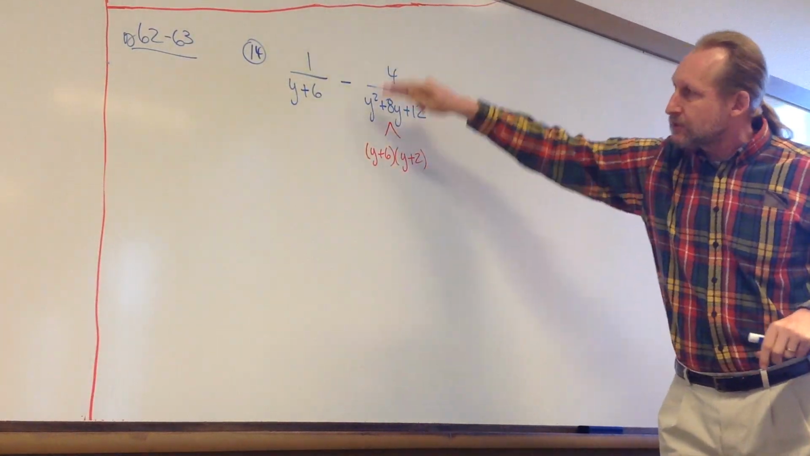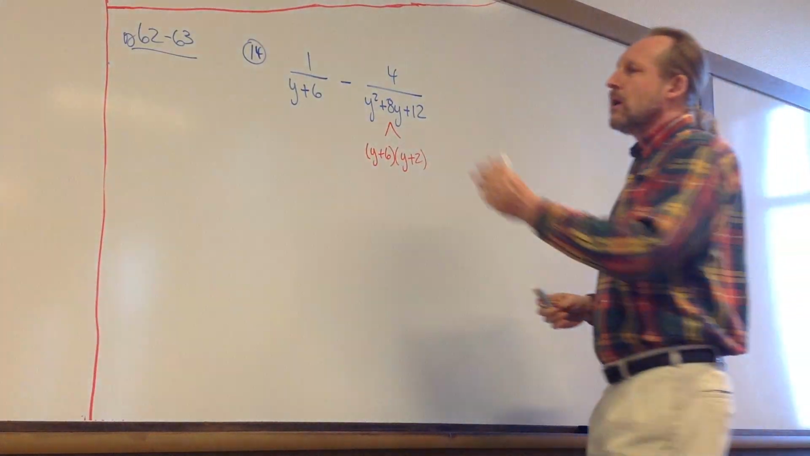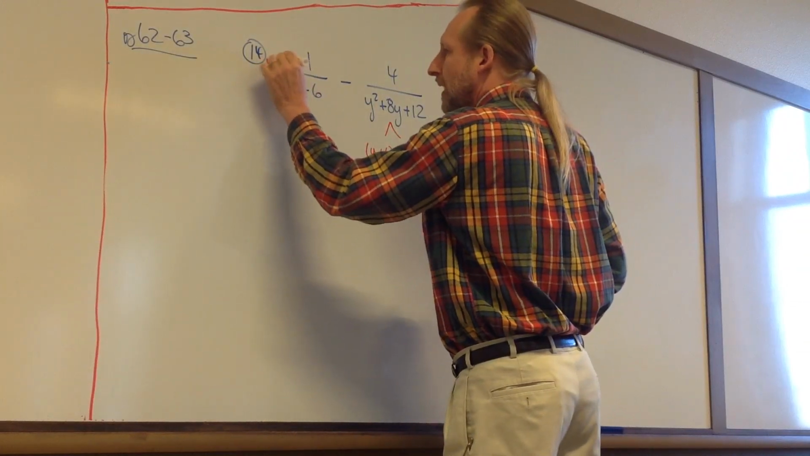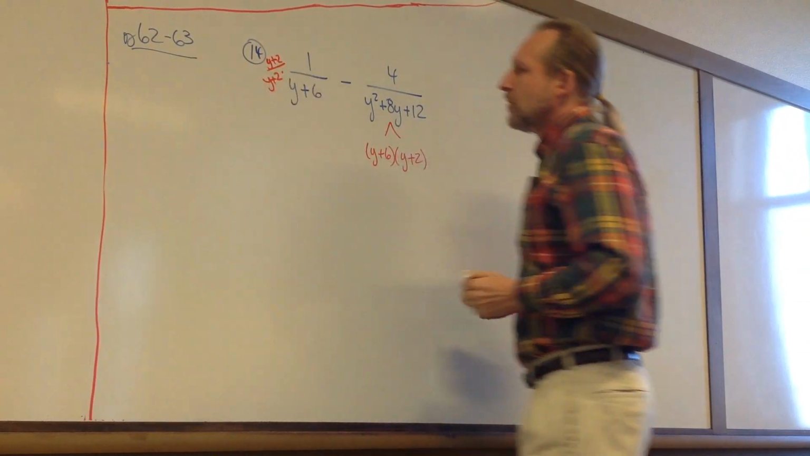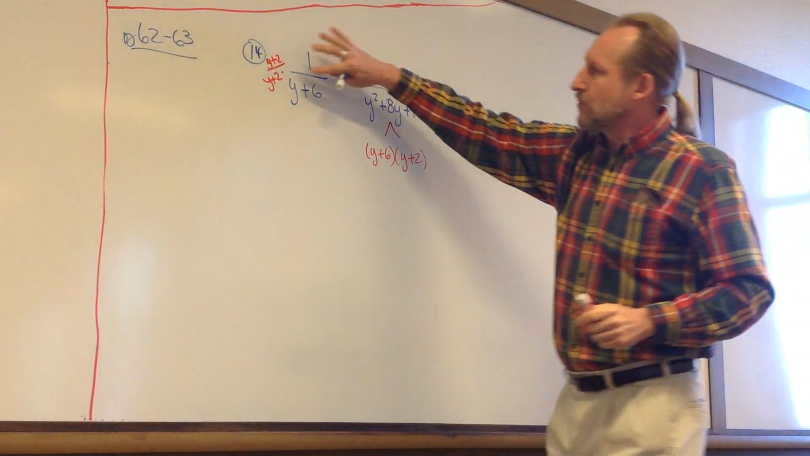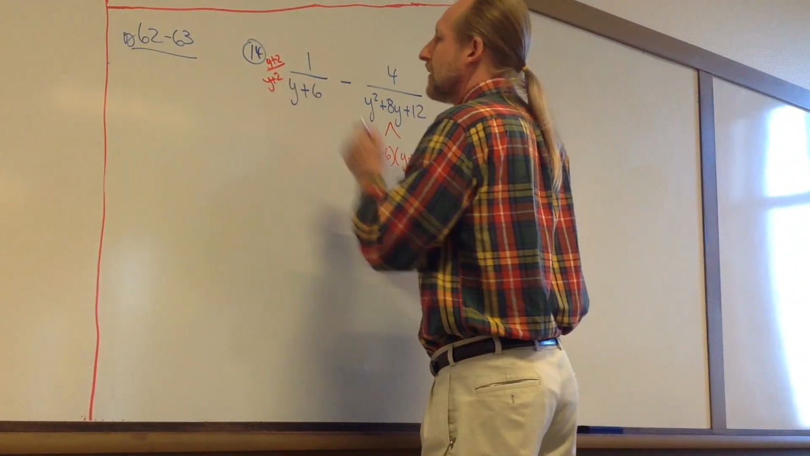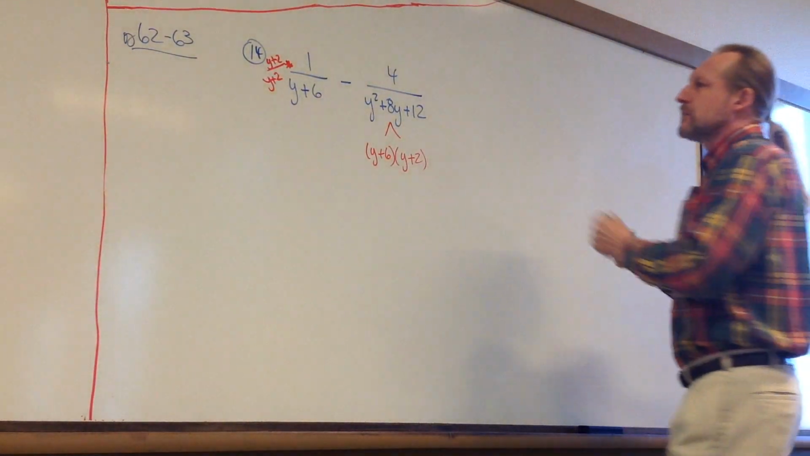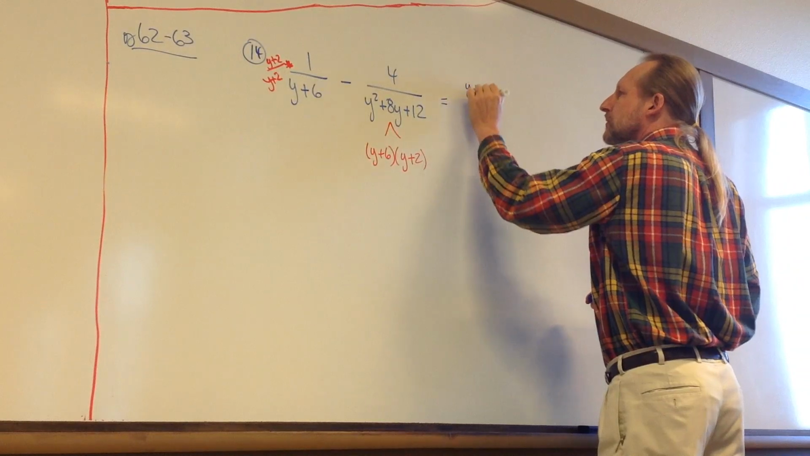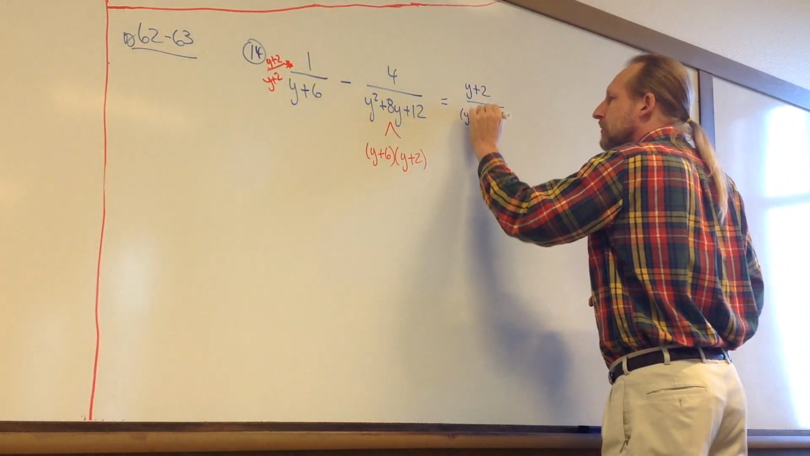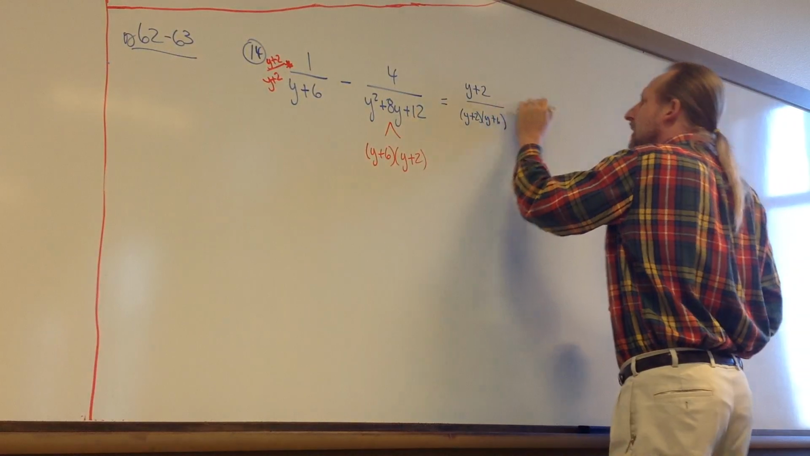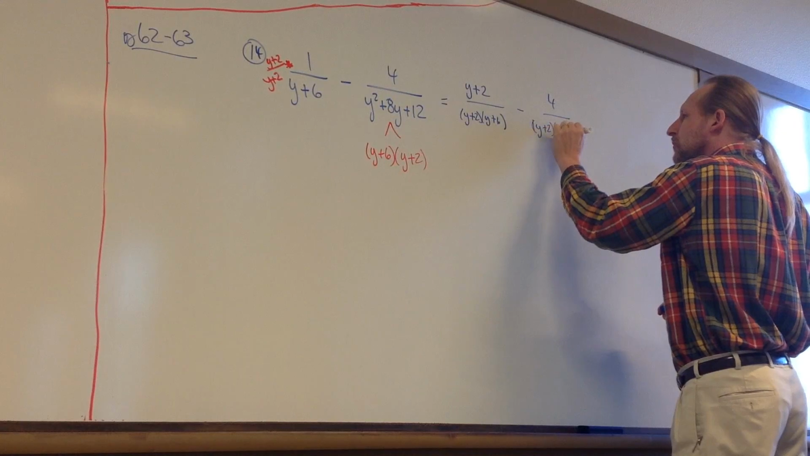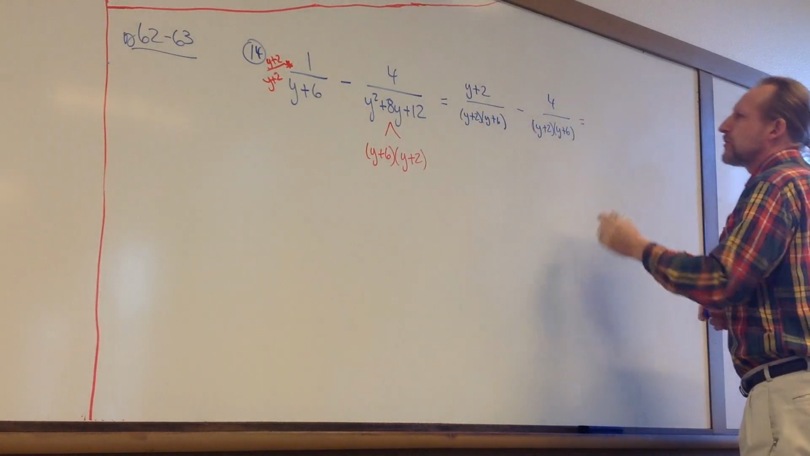We're not going to do anything to this fraction to begin with, but we are going to take this one and turn it into this denominator by multiplying by y plus 2 over y plus 2. There we go. Okay, so what we're going to get out of this then is going to be y plus 2 over y plus 2 times y plus 6, and then minus 4 over y plus 2 times y plus 6. So this one's pretty straightforward.